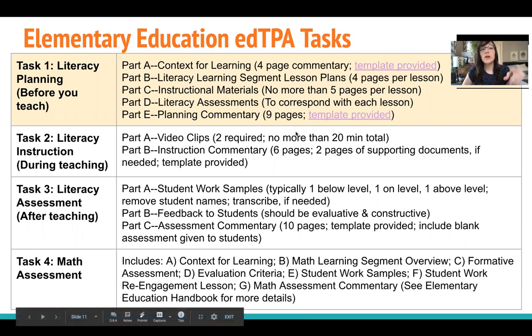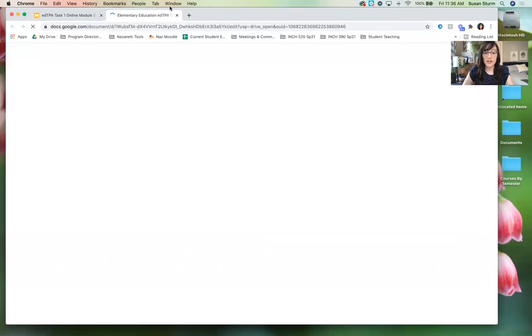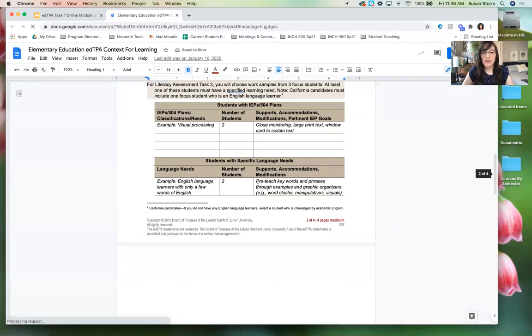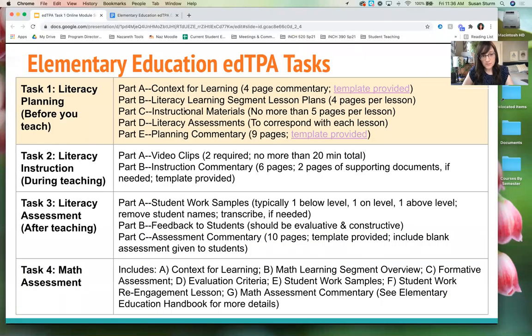So for task one, what you actually need to submit are 5 different parts. And this is how the final project in Inch 390 is structured. So part A is your context for learning, and there is a template. This should look familiar if you are in Inch 390. This is the context for learning, and these tables are where you are explaining the students in your class.